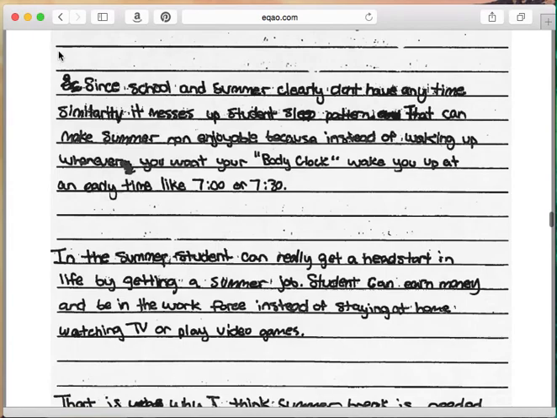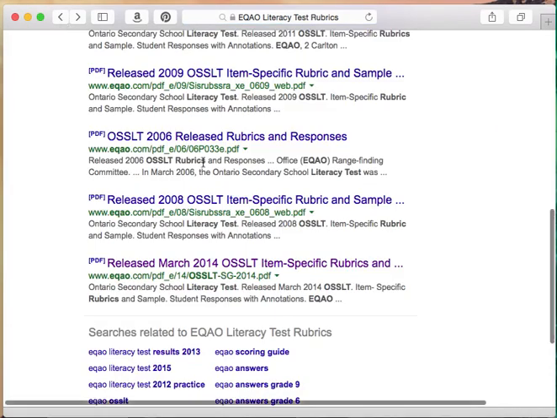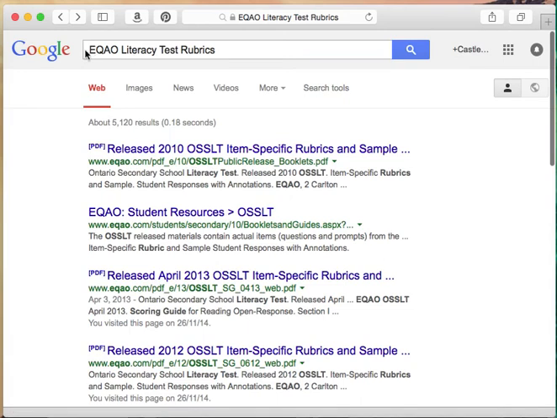Anyhow, that's it for the rubric. Once again, if you want to check this out, go to Google, search EQAO Literacy Test Rubrics, and you'll be able to find all that I've just shown you.